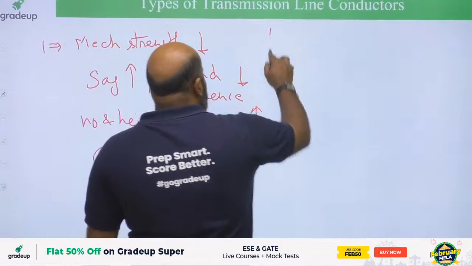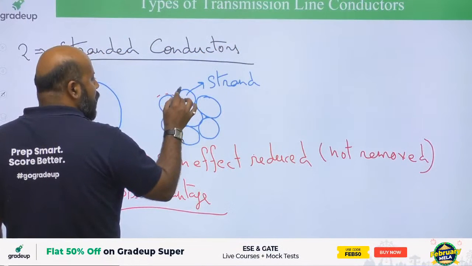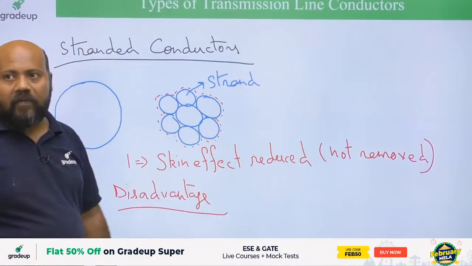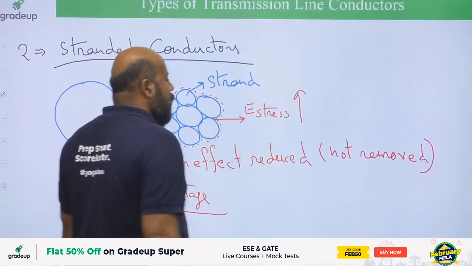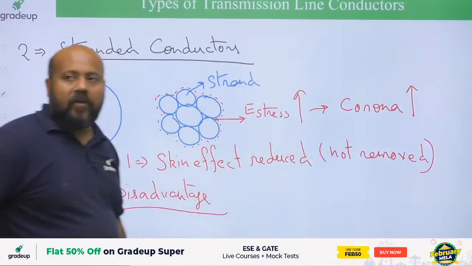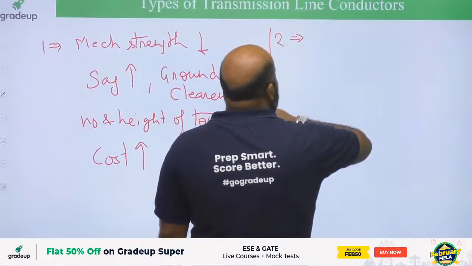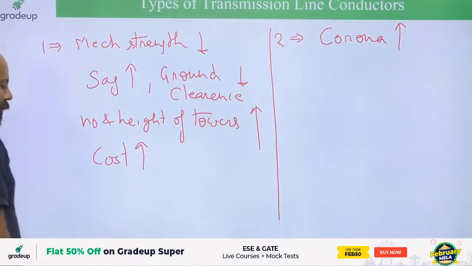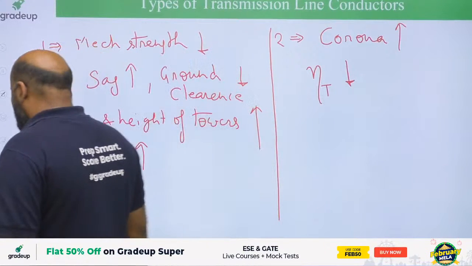One thing is that mechanical strength is reduced. Second disadvantage: when you are using a number of strands, my friend, the outer surface has become irregular. When the outer surface is irregular, at the sharp corners the electric field stress is going to be very high. And if electric field stress is very high, corona loss is going to be more. So the second disadvantage you get because of using the stranded conductor is that corona is going to be increased. And if corona is increased, corona loss is increased, and the efficiency of transmission is going to be reduced.